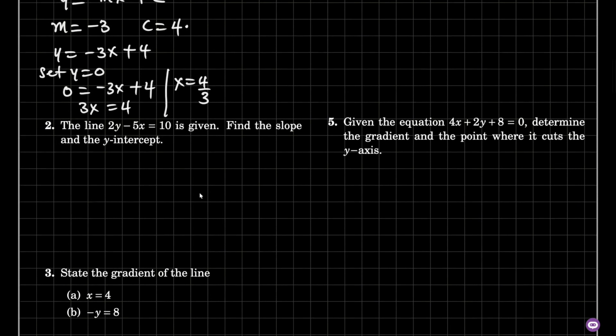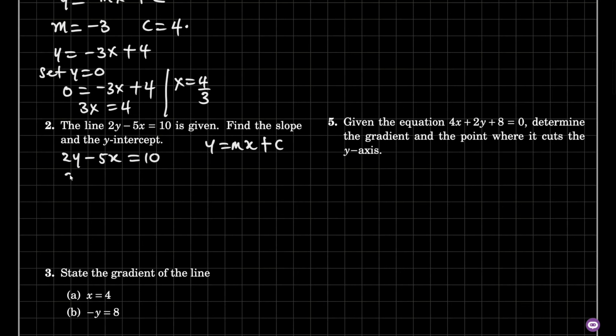Let's proceed to the second one. 2y minus 5x is equal to 10. Remember that the standard form is y is equal to mx plus c. If you look at the first equation that we matched up with the standard form, you will see that this one seems as if it is not in the standard form. So we have to rewrite it such that y becomes the subject of the formula.